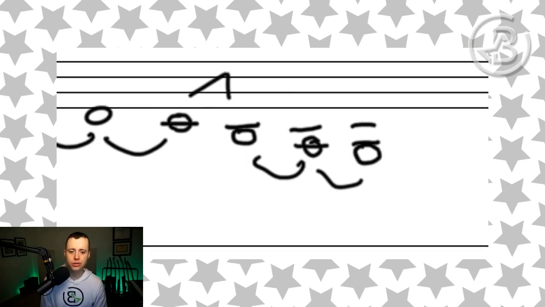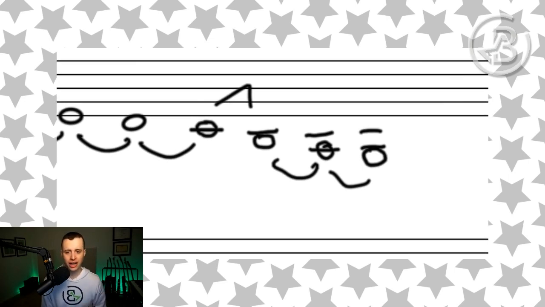So G to A. We're skipping G sharp or A flat, so that's 2 houses down on the full musical alphabet. That is a whole step. That's good. From A to B, we're skipping A sharp or B flat in the full musical alphabet. That is a whole step. That's 2 houses down. That's great.